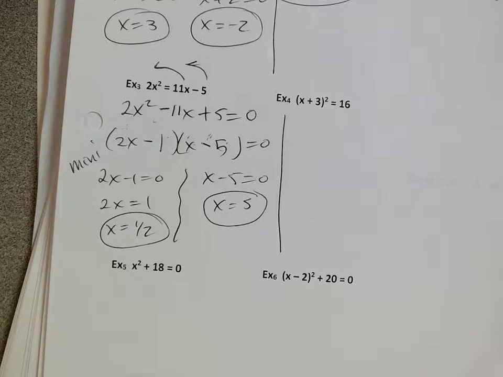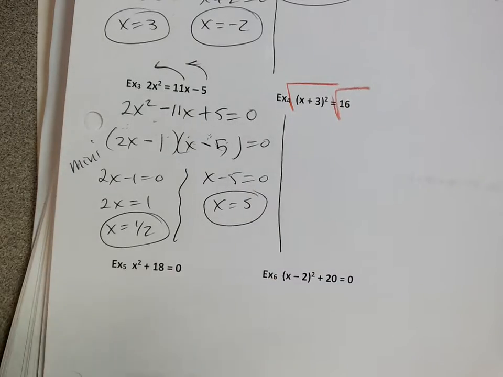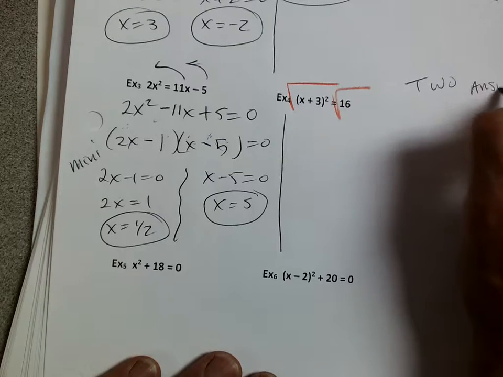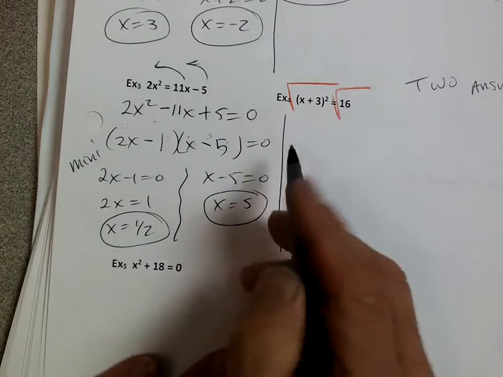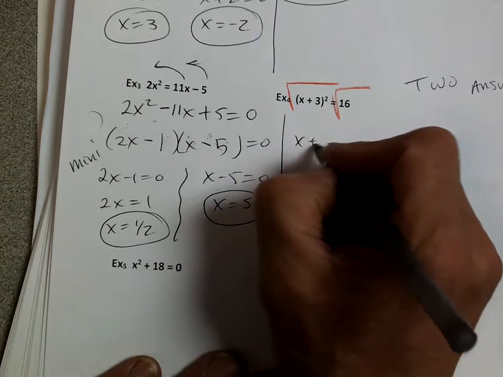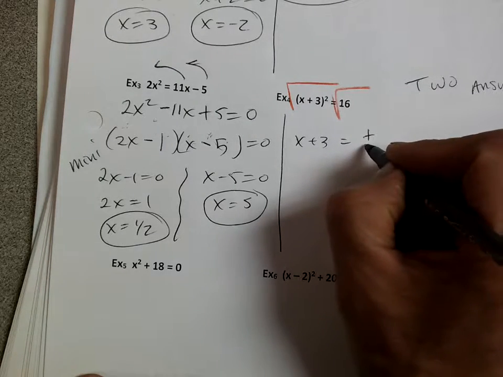Example 4 is different, isn't it? It's different because the quantity is squared. So we're going to actually tackle it differently. We're going to square root, but don't forget 2 answers, right? The square root will cancel the square, so we'll just be left with x plus 3. Square root of 16 is plus or minus 4.